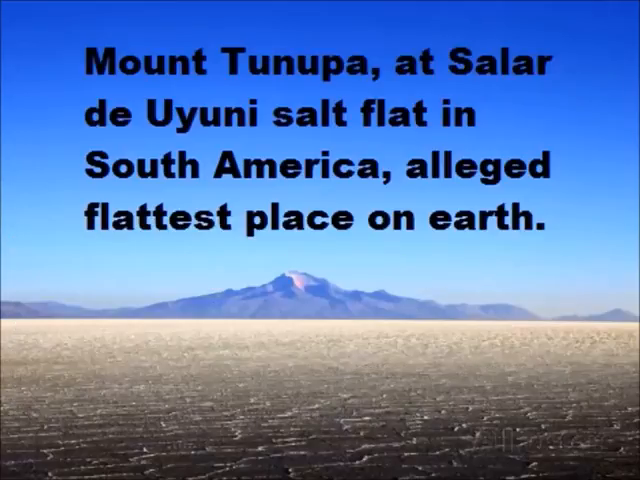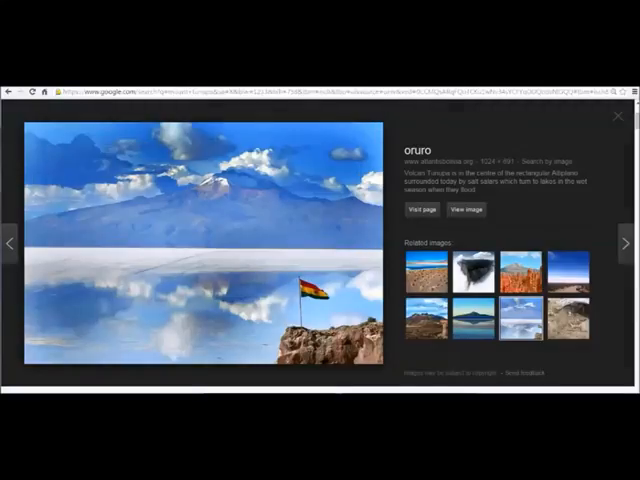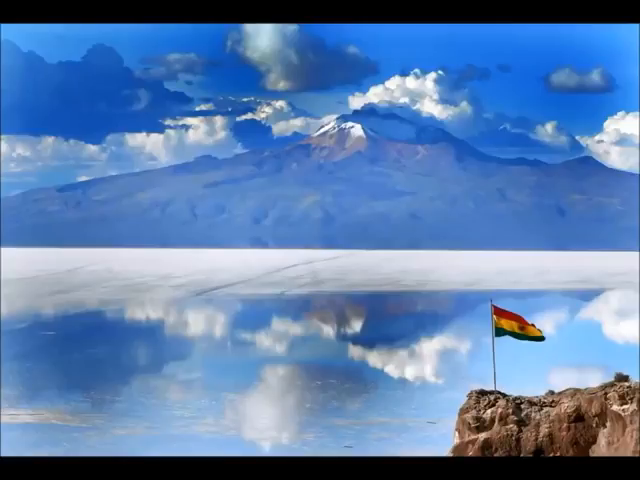Here's Mount Tanupa on the edge, a famous mountain on the edge of the salar. That's 93% of a mile over the base of the salar. Very tall. Okay, so here's this picture. Let me expand it out a bit. And let's compare it to another picture, the picture we were just looking at.